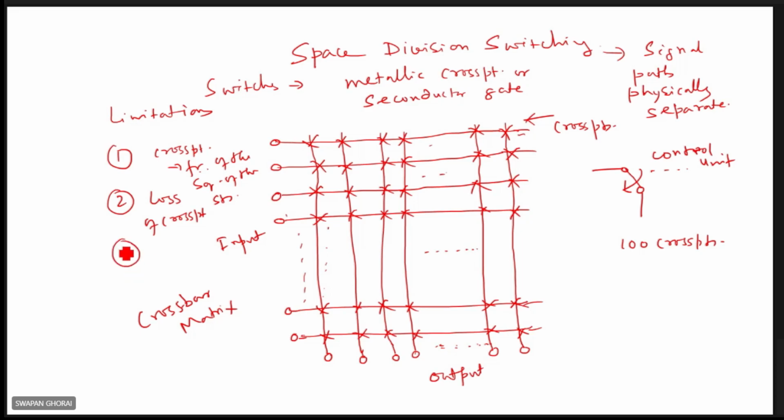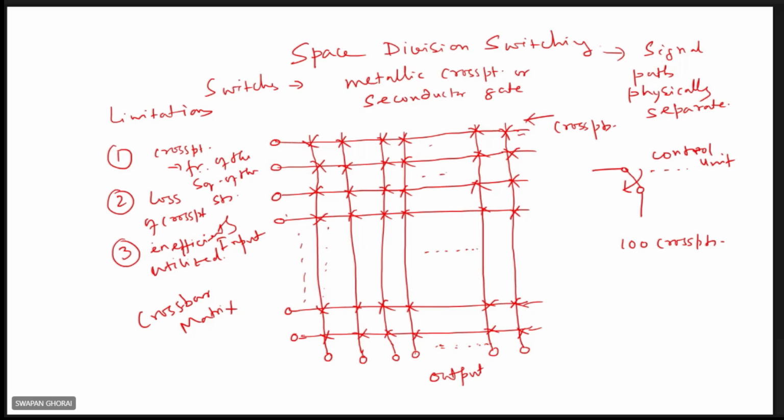The third limitation is that these cross points are inefficiently utilized. Why is it so? Because even when all the attached devices are active, all the cross points will not be engaged. Only a small fraction of cross points will be engaged. So these are the three limitations of the crossbar matrix.